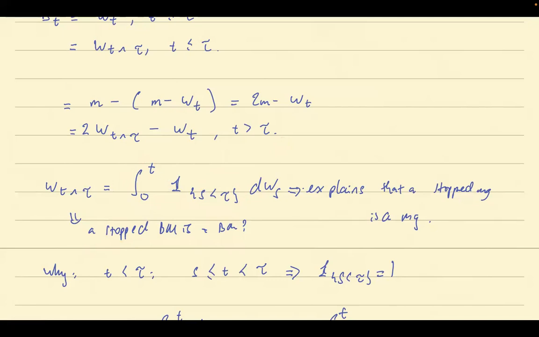You understand? I was applying Levy characterization. It's clearly a martingale because it's an integral against a martingale. And if I take the quadratic variation, it's going to be this squared, ds. Now the indicator squared is 1, so I get t. So a stopped Brownian motion is a Brownian motion. Yes, no, maybe.